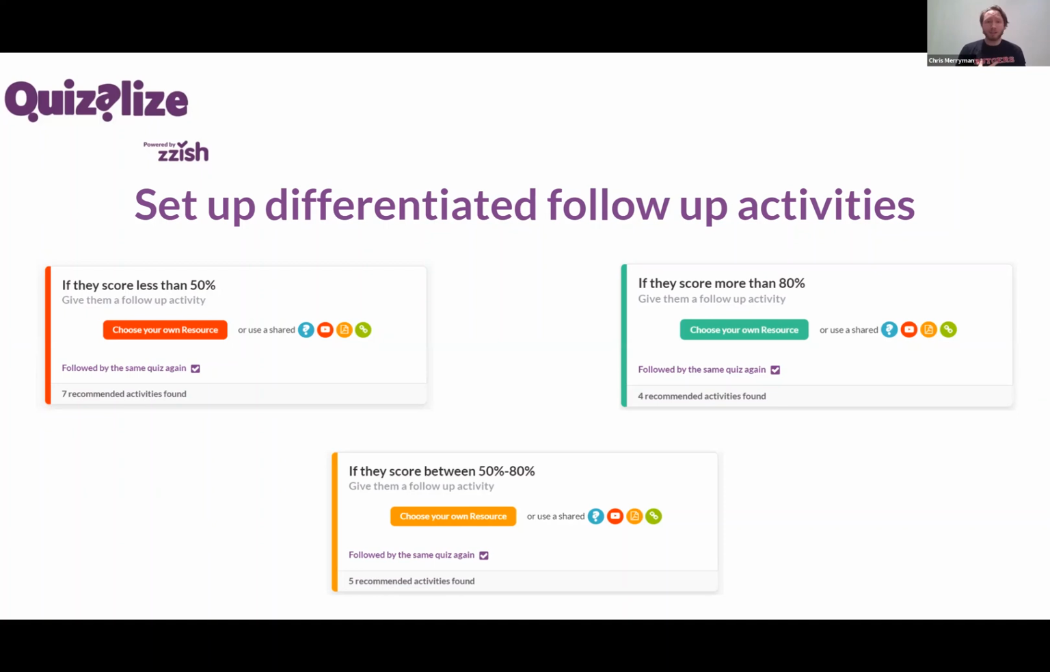Our plan is actually to make those buckets a little bit more flexible. Right now they're hard cuts at 50% and 80%. So when they fall in certain buckets, below 50, above 80, and between 50 and 80, they get a different follow-up activity based on what you assign.